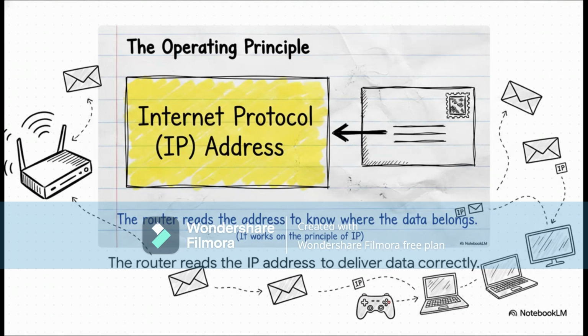So here's the key takeaway. The router acts like a super fast, super smart mailman. Every little data packet is like a letter, and on that letter is the IP address of where it needs to go. The router reads that address and makes sure that letter gets delivered to the correct house, whether that's your gaming console, your laptop, or your smart TV.